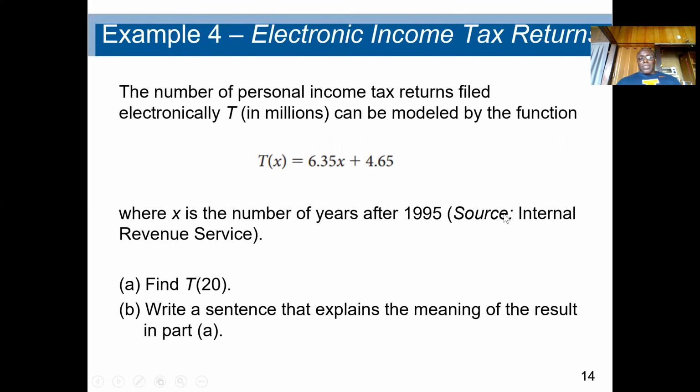And this question is telling us that this model gives the number of tax returns filed annually. But x doesn't represent the number of returns, but rather it represents the time. So we start from 1995. If I say find T at 20, it means I'm looking for 2015, a year, because 1995 to 2015 will give me 20.